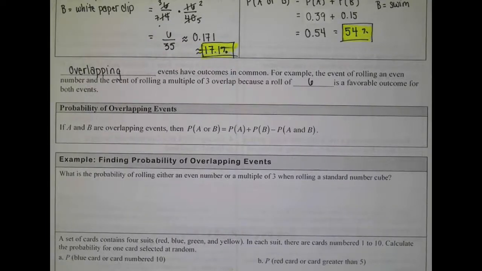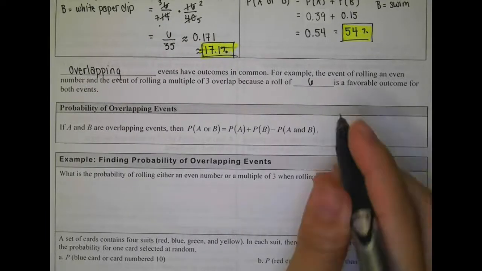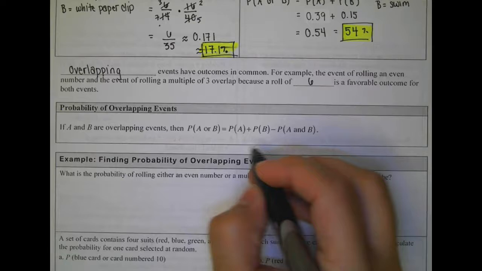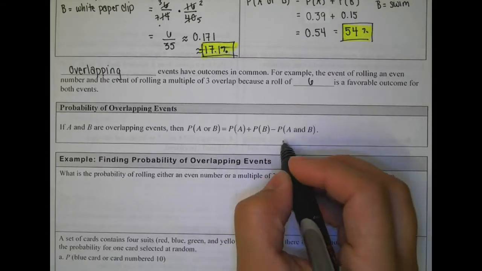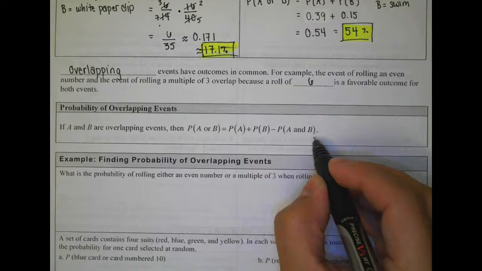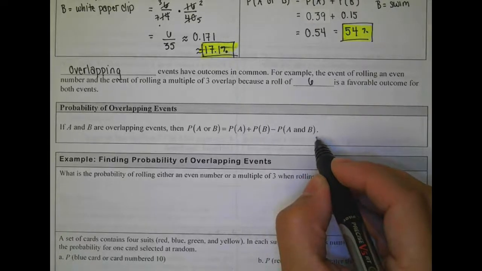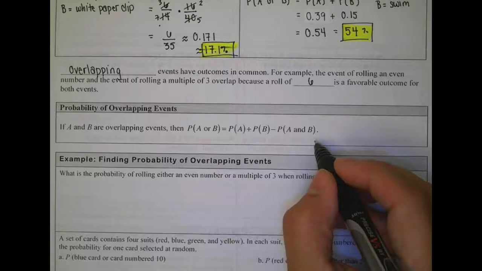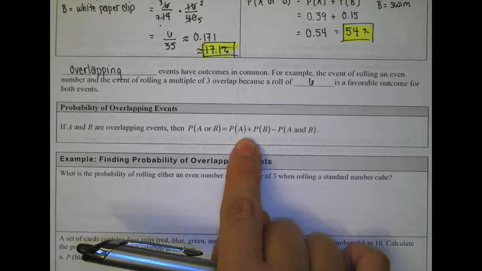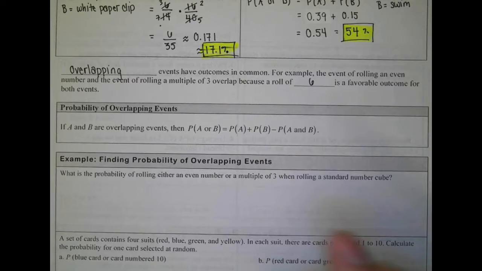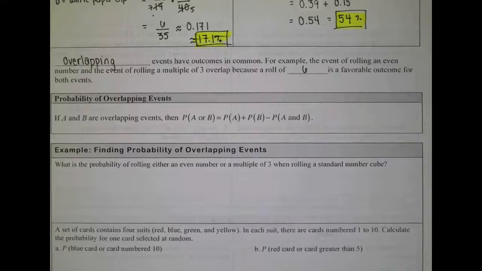Okay, so when dealing with overlapping events, the probability of A or B is the probability of A plus the probability of B minus the probability of A and B. The reason you have to subtract the overlap is because this already takes into account the overlap. If you don't subtract it, you'll actually be adding that overlap twice. Okay, so let's see here. Actually, let's just do this example.